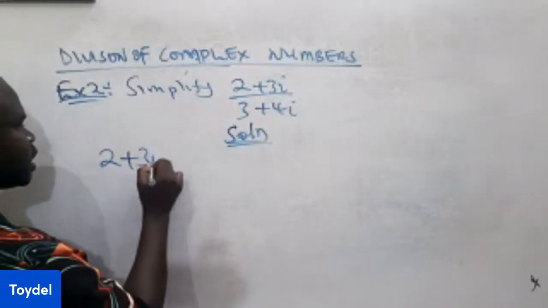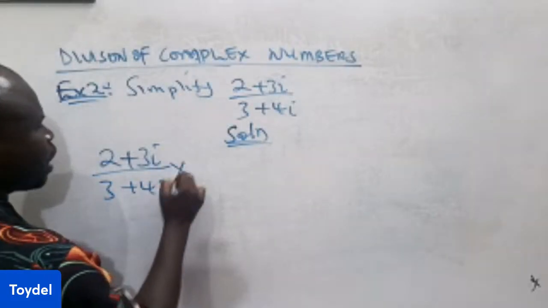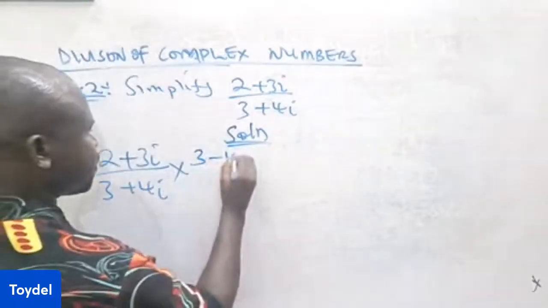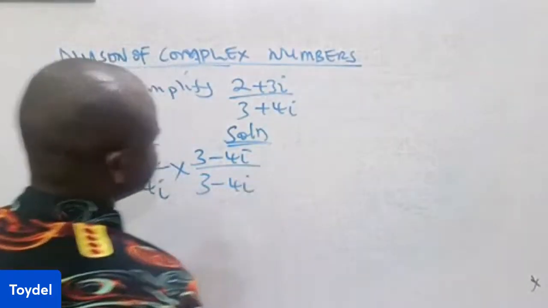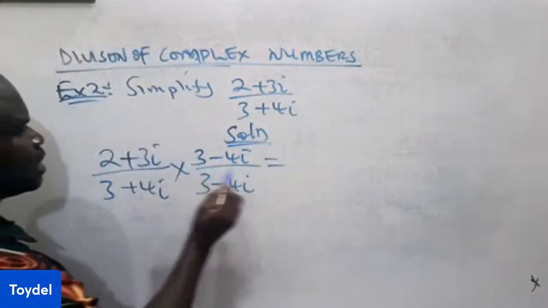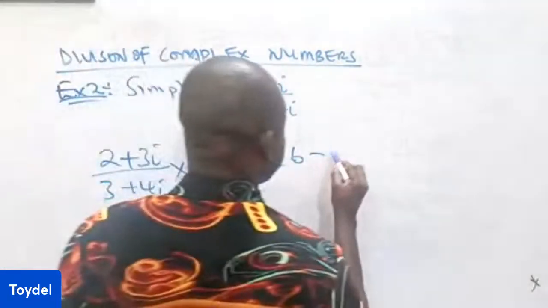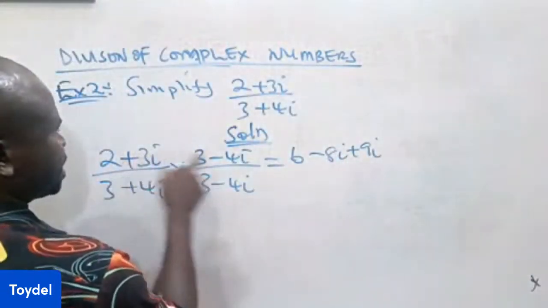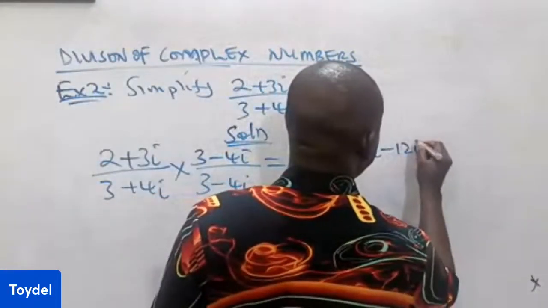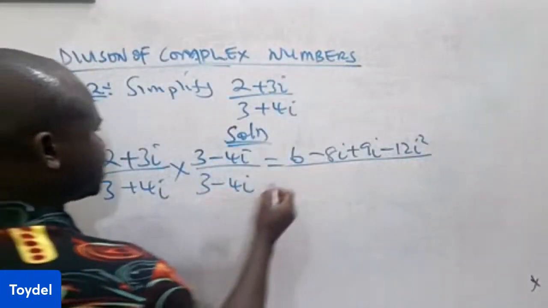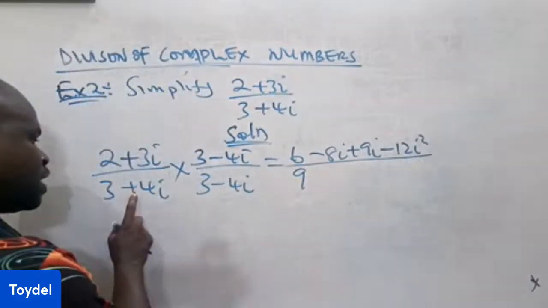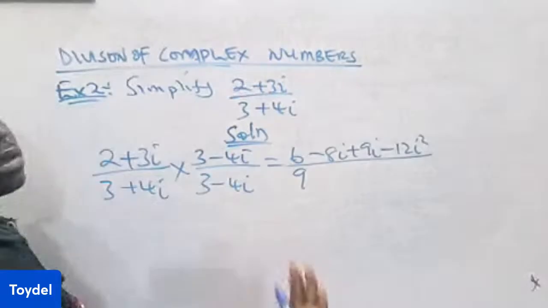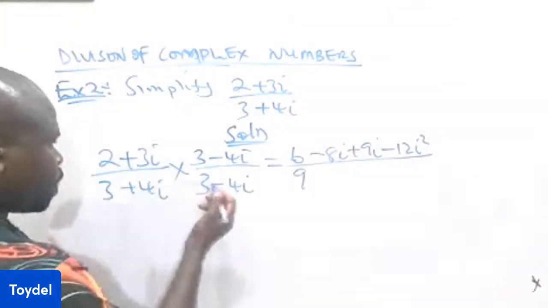We have 2 plus 3i all over 3 plus 4i. We are going to multiply both the numerator and the denominator by the conjugate of the denominator. That is, 3 minus 4i all over 3 minus 4i. So if we expand this, 2 times 3 is 6, 2 times minus 4i is minus 8i, 3i times 3 is plus 9i, then plus times minus is minus, 4 times 3 is 12, minus 12i squared, all over 3 times 3 is 9. Of course, when you have a complex number and its conjugate, you just square the first and square the second. That will give us the result. But we can just expand.